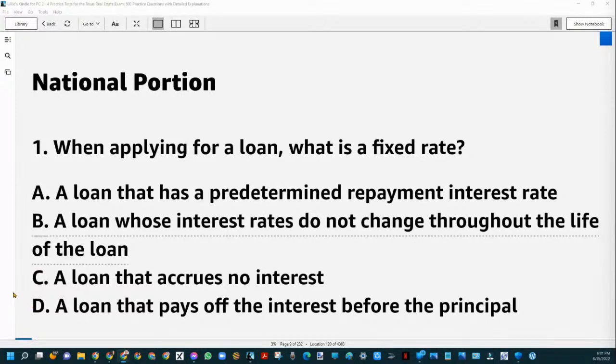So think about this. What are interest rates? How do they apply to a loan? Type your answer in the chat, and we're going to get moving just a little bit quicker.